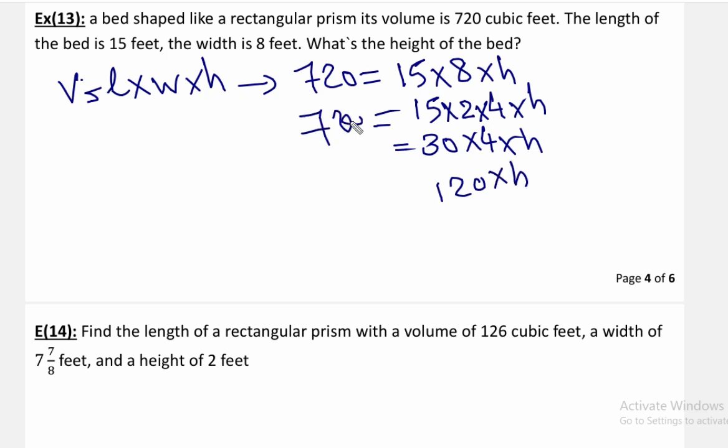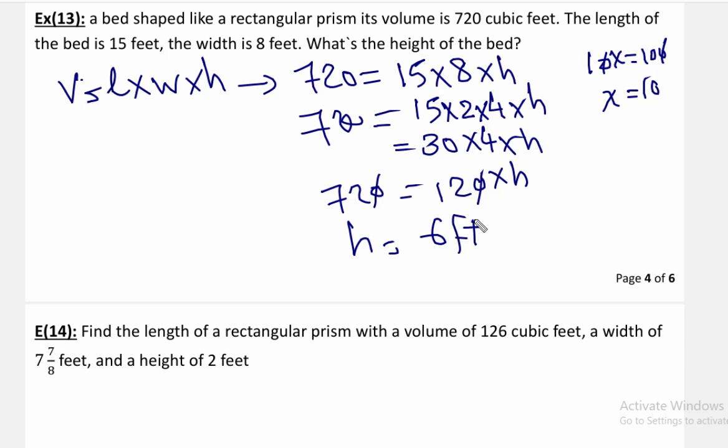Okay? I'll ask you a question. If you have 10x equal to 100, then x equals what? x equals 10. Why? Because we divided both sides by 10. Or simply remove the same numbers from both sides. Removing this 0 with this 0, then you have 72 equal to 12h. You know from times tables that 12 times 6 equals 72. Then h equals 6 feet.